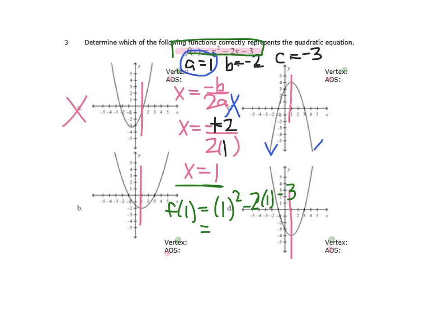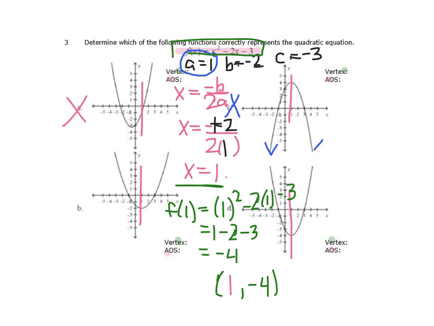So 1 squared is 1. Negative 2 times 1 is negative 2 minus 3. Combine, 1 minus 2 is negative 1. Negative 1 minus 3 is a negative 4. So this means we have a vertex of my x value of 1, and then when we plug that in, we got a negative 4.